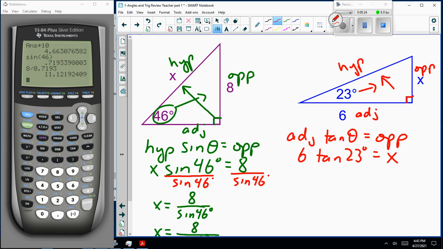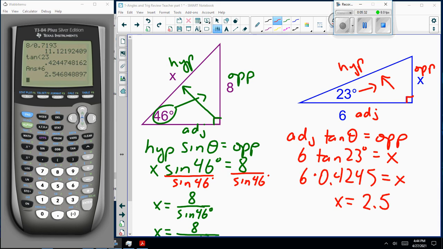I'm going to pause the recording. You guys figure this one out. When you've got that done, come back and compare answers, and we'll do the last two. That was too easy. 6 times tan of 23 equals x, tan of 23 is 0.4245. 6 times that is 2.546, which rounds off to 2.5. Somewhat easy. Right? That's what I need you to be able to do. That was the easy one because I wanted to challenge you at the end.